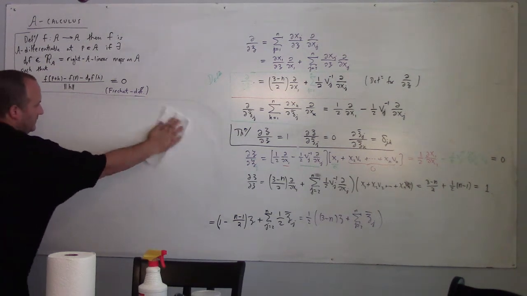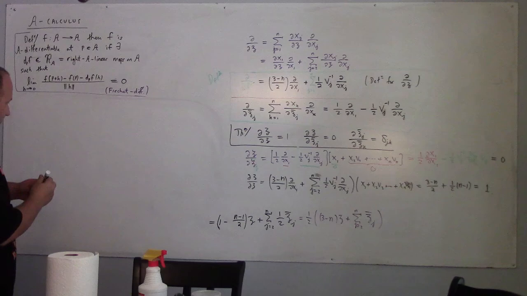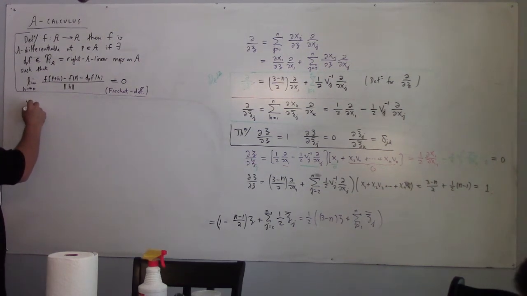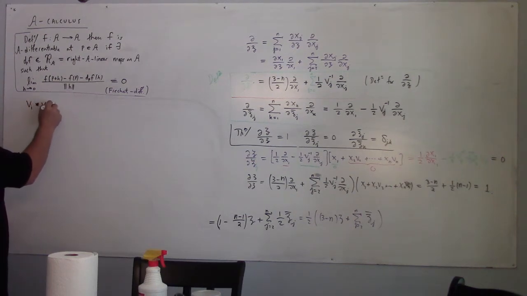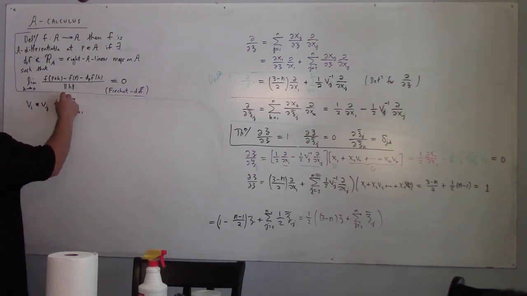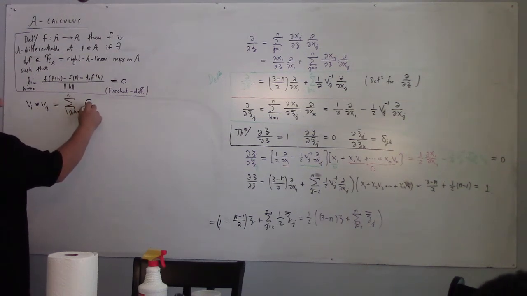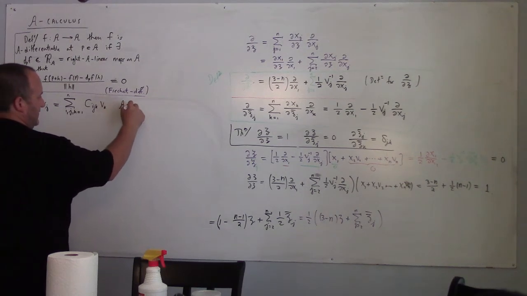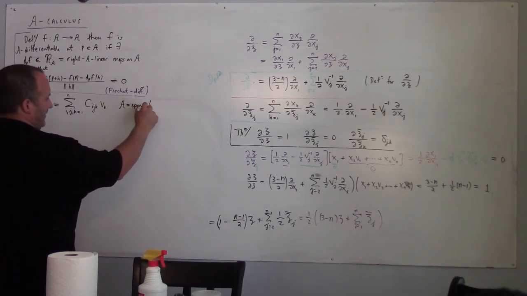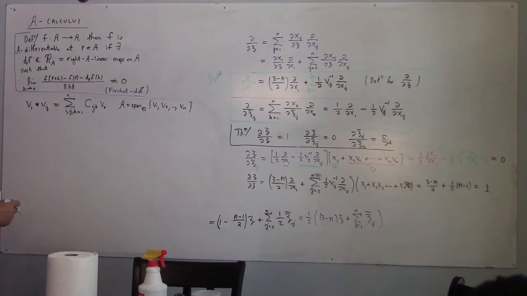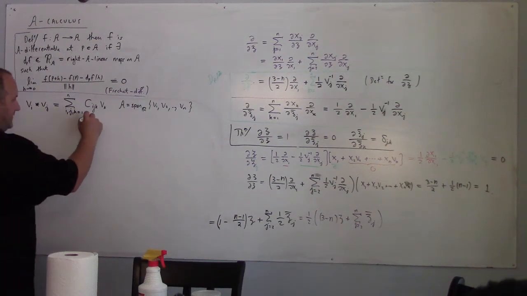So I'll remind you. So definition, we have vi star vj is equal to the sum over k from 1 to n of c i j k times vk. Here we're assuming that A is the span over the reals of v1 through vn. So these are the so-called structure constants.